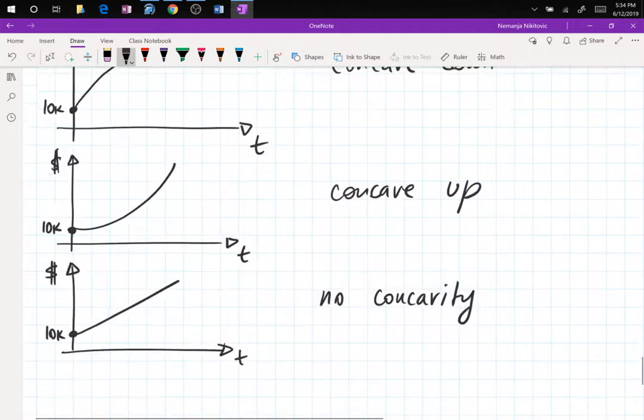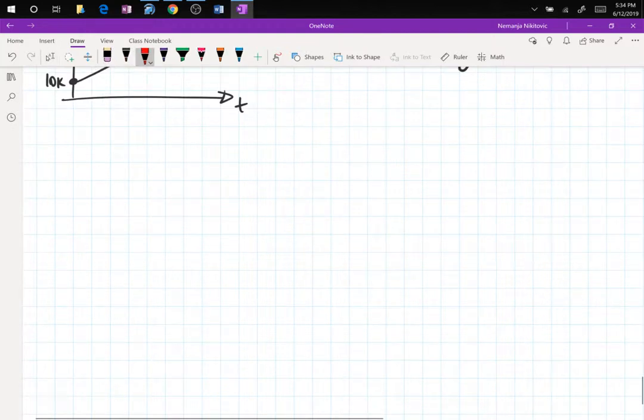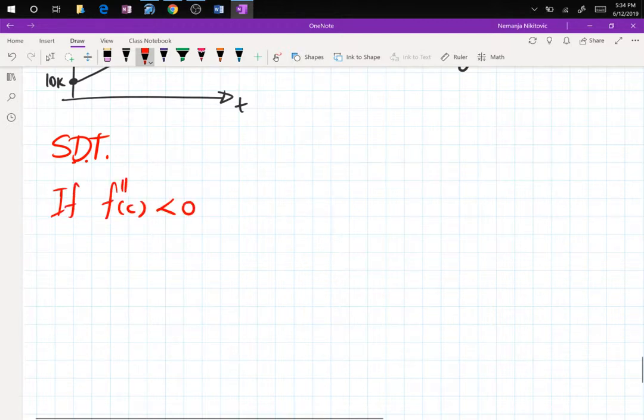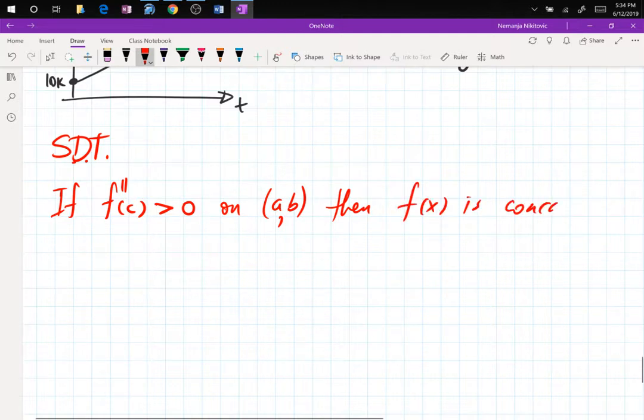So how do we detect this? Concavity is detected by the second derivative test. And here is the statement. If the second derivative computed at the test point C is less than, or let's go with more than 0, on some interval AB, then f of x is concave up on AB.